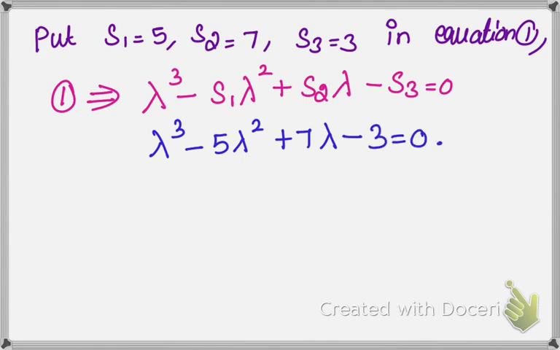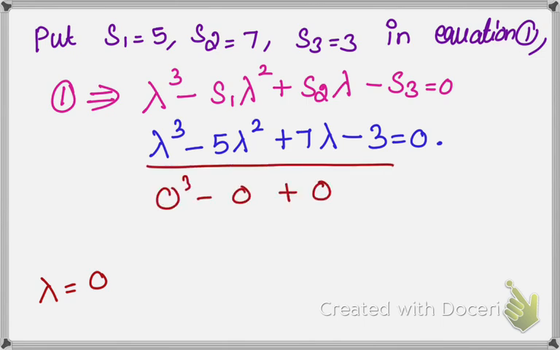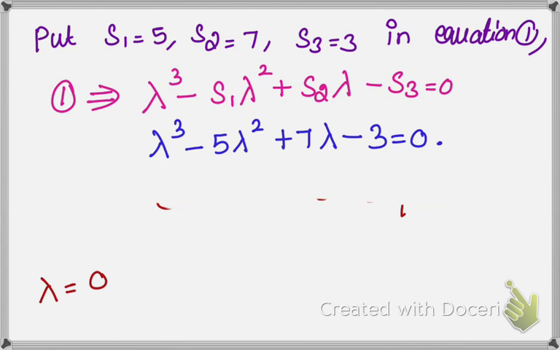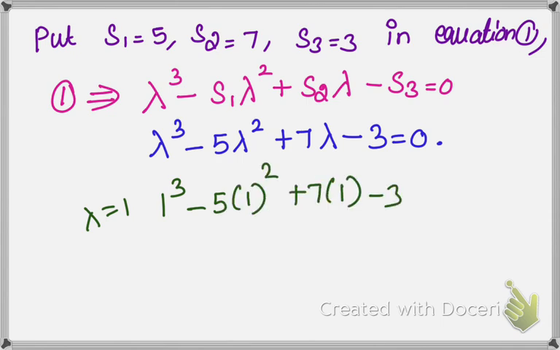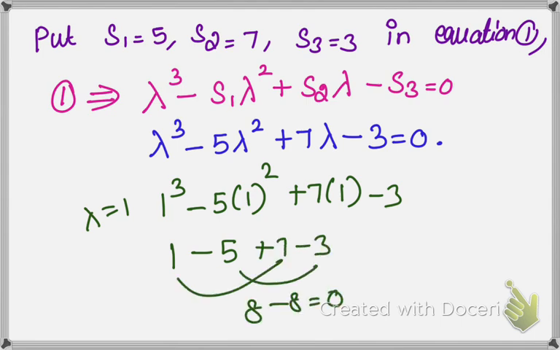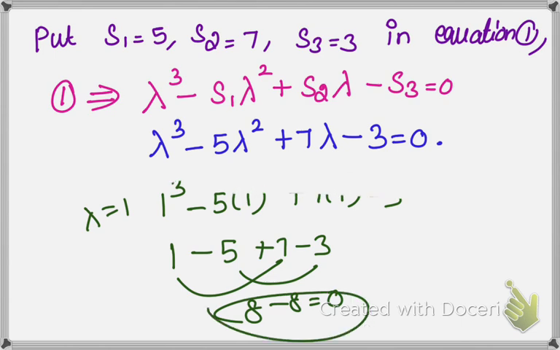Now again you are going to find the value of lambda. What is the value of lambda? That's called the eigenvalue. First you collect the coefficients. Here in this equation, first you put lambda equal to 0. Then 0 cube minus 5 times 0, plus 7 times 0, minus 3. If you add all, that is not equal to 0. Next, you apply 1. Suppose lambda equal to 1. Then 1 cube minus 5 into 1 square plus 7 times 1 minus 3, that is 1 minus 5 plus 7 minus 3. So this is 8, this is minus 8. 8 minus 8 equal to 0. Therefore, when you put lambda equal to 1, your answer is 0.